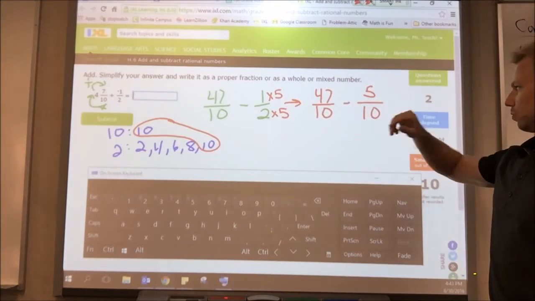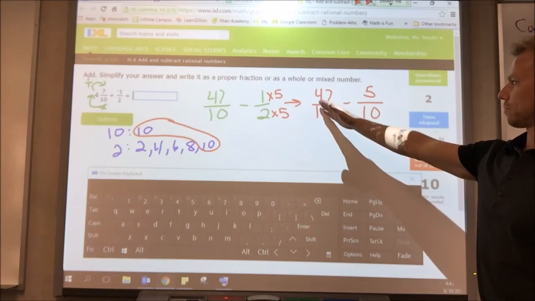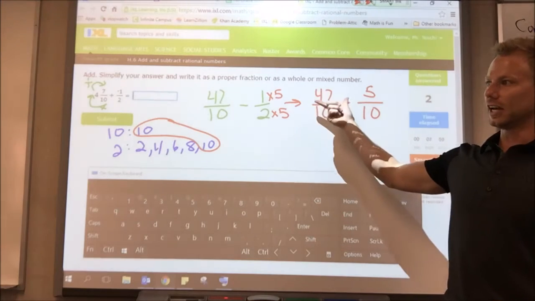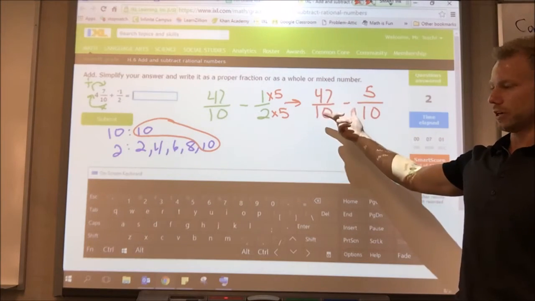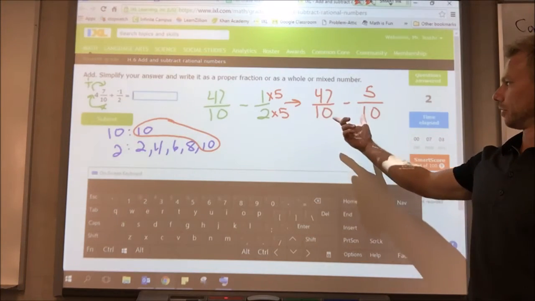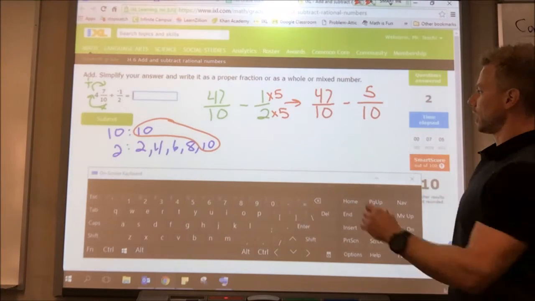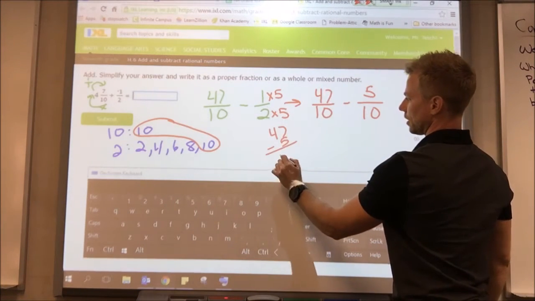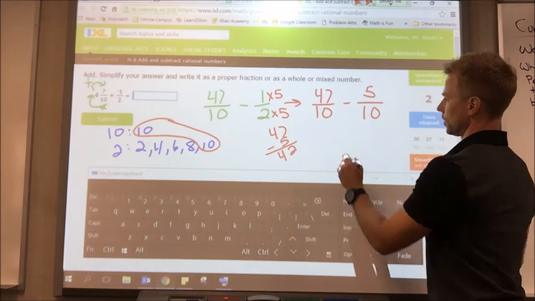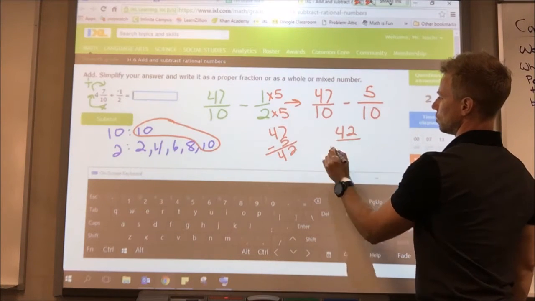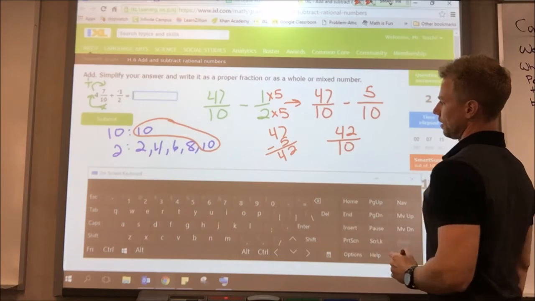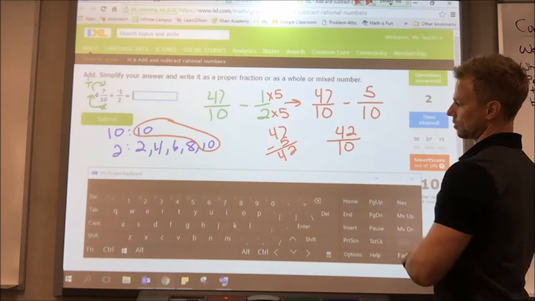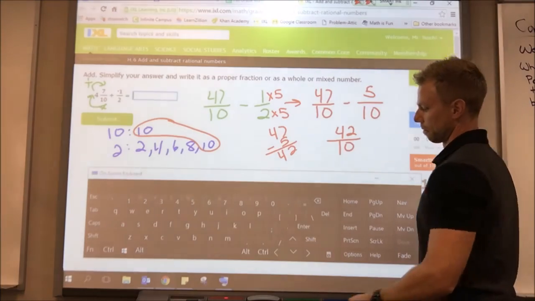47, well, let's apply our rules. We have a positive 47, a negative 5. That's unlike, so that tells us to subtract and keep the sign of the bigger number. 47 minus 5. You can write that on the side if you'd like. Is 42, so it'll be 42 over 10. The bigger number is 47, which is positive, so our answer is going to be positive.